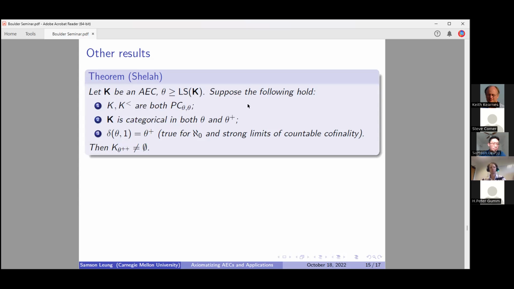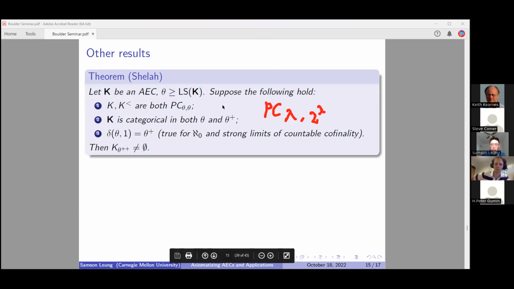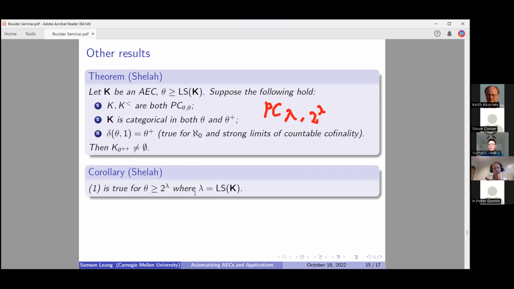Originally Shelah proved that any AEC K is PC lambda, 2 to the lambda. So this is Shelah's result, lambda, 2 to the lambda, where lambda is LS(K). And you may ask, how can we satisfy the first assumption? Well, if you use Shelah's original result, then you have to take theta to be at least 2 to the lambda. So you have to take the maximum of these two parameters here, so they can fit this format.